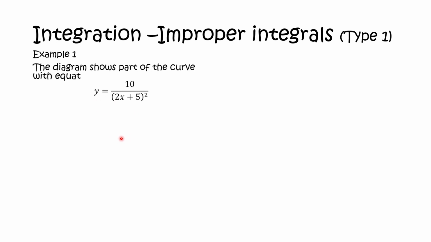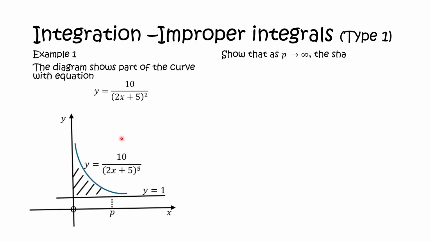So the diagram shows part of the curve with equation y equals 10 over (2x plus 5) squared. So we have it over here and we have the shaded region. As we can see, there are 2 asymptotes, one with the x-axis and the other one with the y-axis. We are asked to show that as p tends to infinity, the shaded area tends to 1.